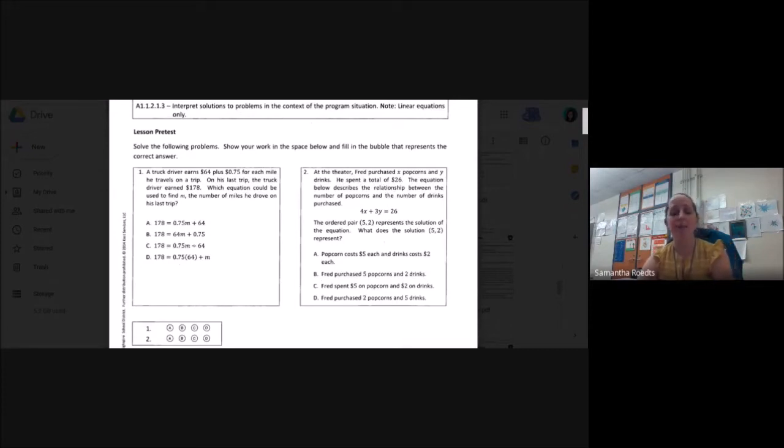64 is the base price. That's where he starts at. Doesn't matter how many miles he drives. If he drives 0 miles, he earns $64. So I'm going to add 64, which means that I can eliminate D, C, and B. So my answer has to be A.